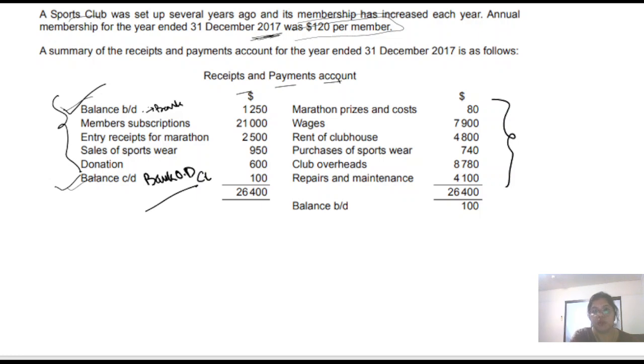Good evening, everyone. Today we are going to discuss one question which is related to A level accounting from the chapter Club and Society. So, in question number 1 of the financial accounting, in this question we have a receipt and payment account, and the debit side of the receipt and payment account is your receipts, and the credit side of this is your payments.